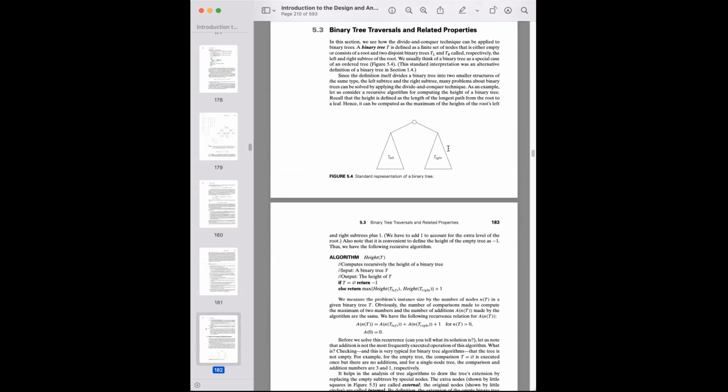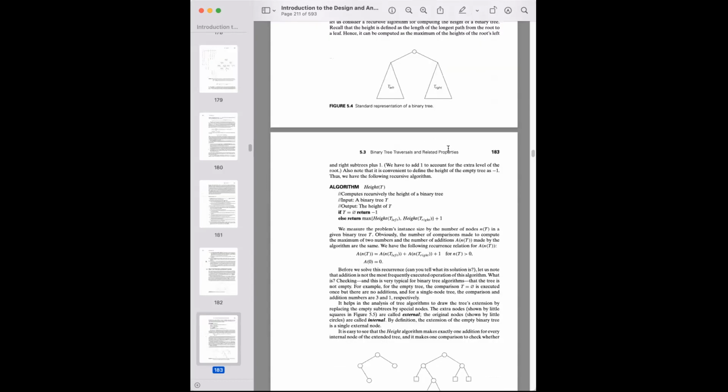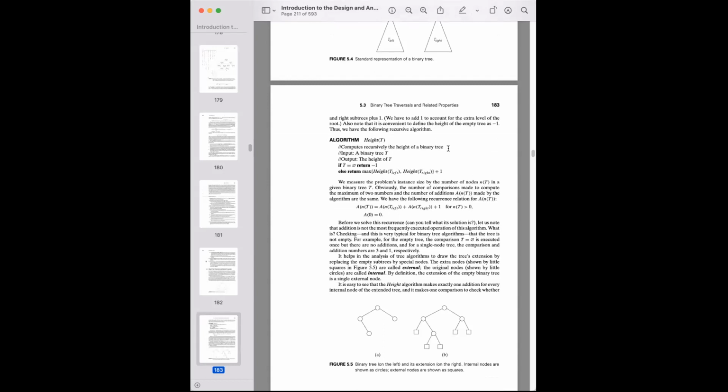So section 5.3 talks about binary tree traversals. Remember, a binary tree is a tree, binary meaning it only has a left and a right child. And the left is always smaller and the right is always bigger. The whole subtree to the left, everything is smaller than the current node. So there are a lot of algorithms based on this.